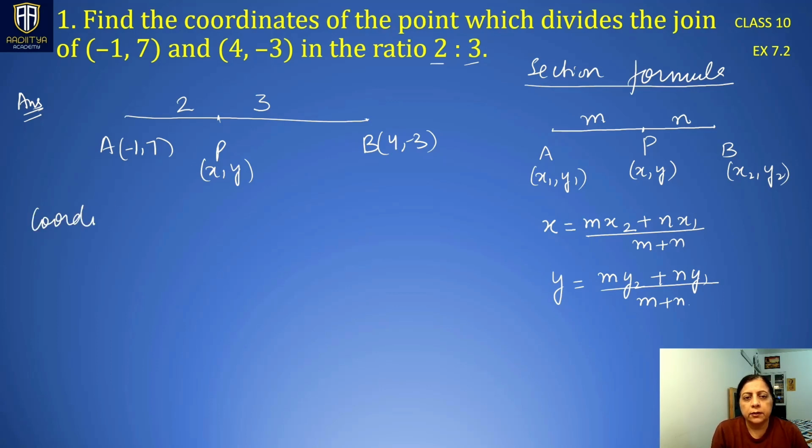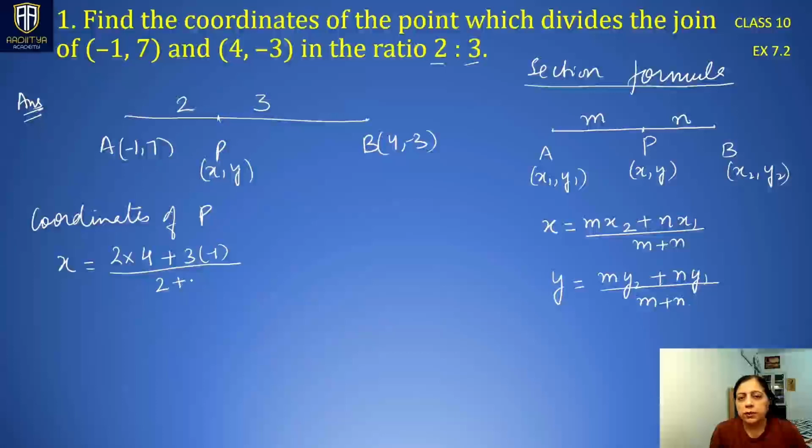So for the coordinates of P, we use the section formula we have written here. x becomes m times x2, 2 multiplied by 4, added to n times x1, 3 multiplied by -1, divided by m plus n, which is 2 plus 3. So we can solve it. 4 2s are 8 minus 3 over 5. 8 minus 3 is 5 divided by 5, which is 1.